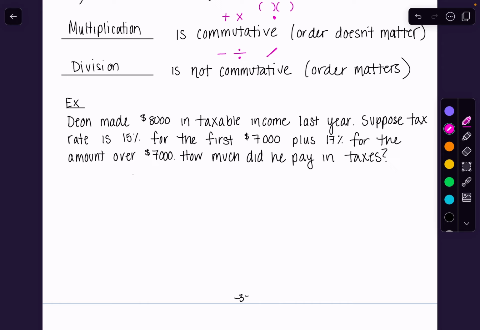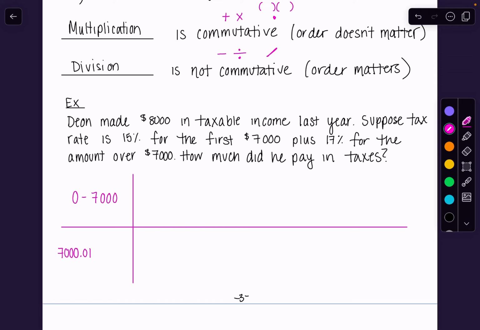So what you're going to also see in your homework is you're going to have a chart. So in this case, I just have 2 different brackets. The first bracket is between $0 and $7,000. Now, the very next amount, because we're dealing with money, would be $7,000.01. And then this goes on to the end amount, okay? So anything that falls in this first range is taxed at 15%. Anything that falls into the second range is then taxed at 17%.